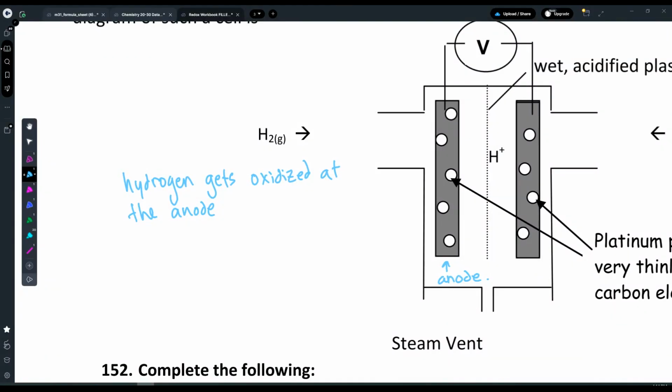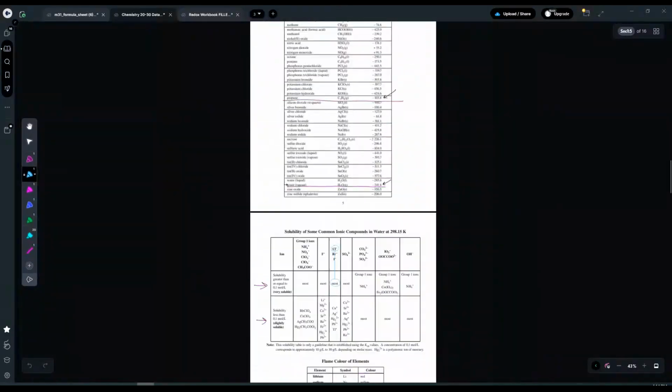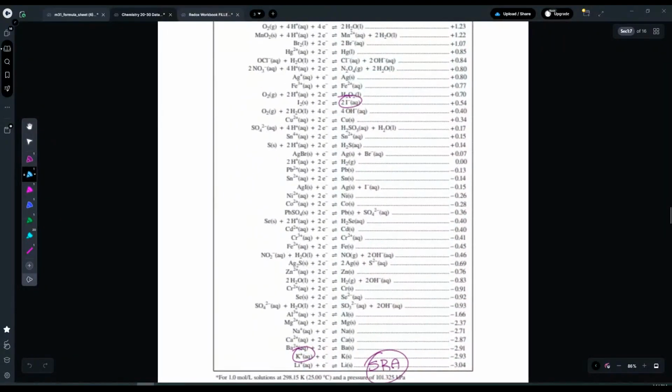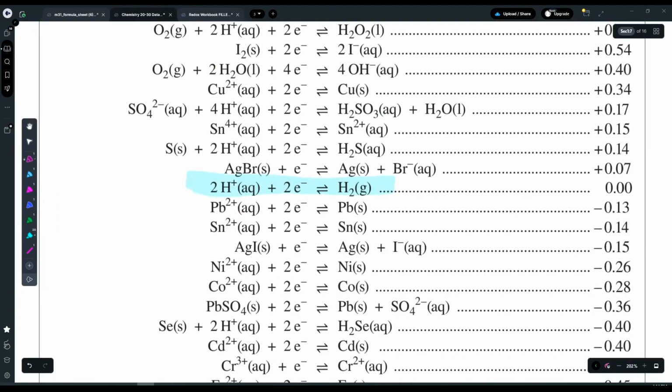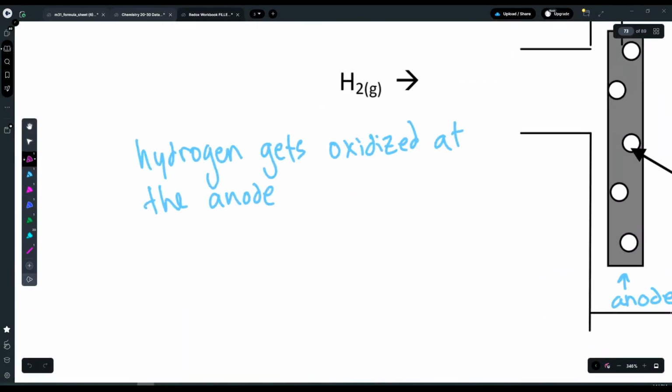Okay, so the reaction that would be happening here, if we go to our table, that reaction would be this one right here. And so we're starting on the right hand side, and we're reading this from right to left. So we're starting off with hydrogen gas, and it gets oxidized to produce hydrogen ions and electrons. So I'm just going to write out this reaction here.